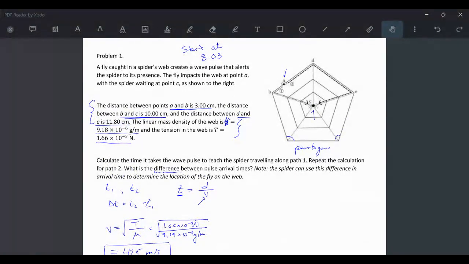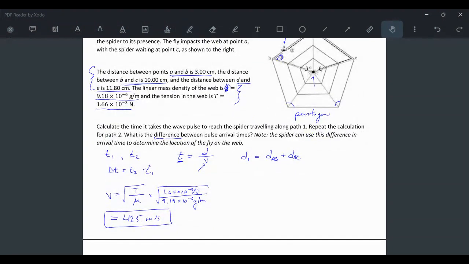So let's say that the distance, we'll call this d subscript 1, and I guess that makes sense because this is path 1 right here. That equals the distance from A to B plus the distance from B to C. And we could take the velocity now and figure out what these numbers are. We have A to B and B to C in the details up here, and we could plug this in and get a number.